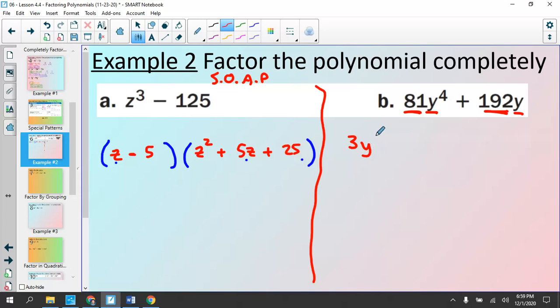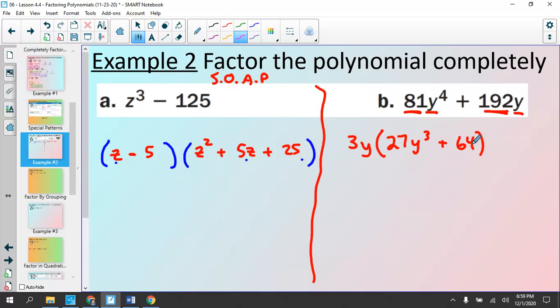So if I take out a 3y, what are we left with? We're going to be left with 27y to the third, right? We took one of the y's out, plus, let's see, I have to use my calculator. What's 192 divided by 3? 64. But then again, remember, we took that y out of there. So it's kind of going back to what we did earlier in the notes. I've factored out as much as I could. And then now I look at what's left and see, okay, hey, it's a two-termer.